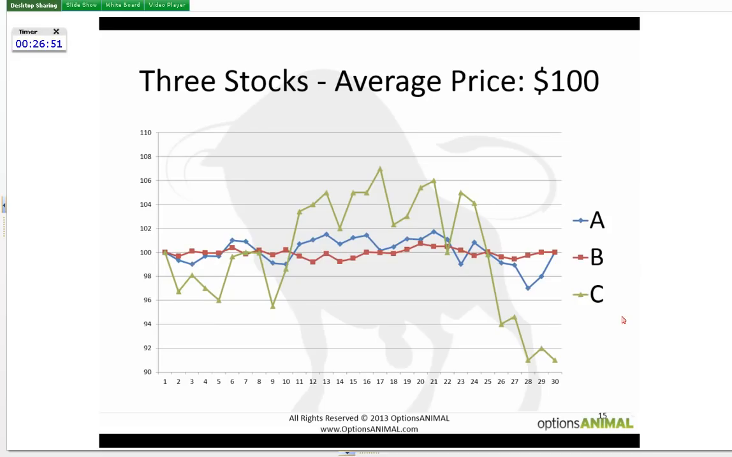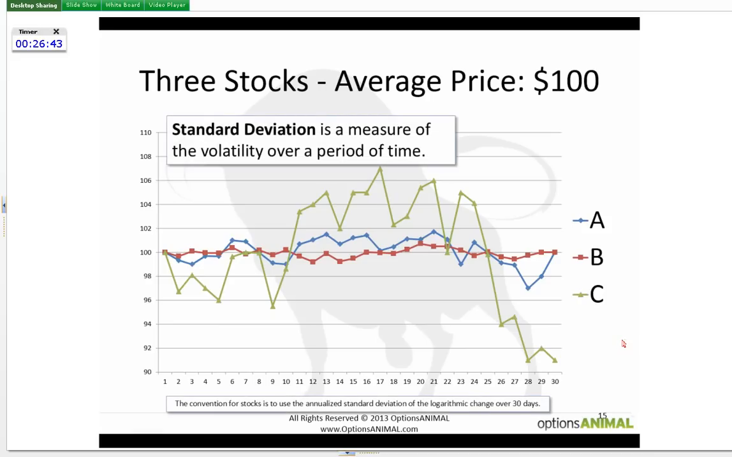So how do we measure volatility? We don't want to use subjective things. We use objective things, so the term standard deviation is what we use. You don't have to worry about how you calculate standard deviation. If you want to get into it, by the way, the convention is actually to use the annualized standard deviation of the logarithmic change over 30 days. You don't need to worry about that, okay?